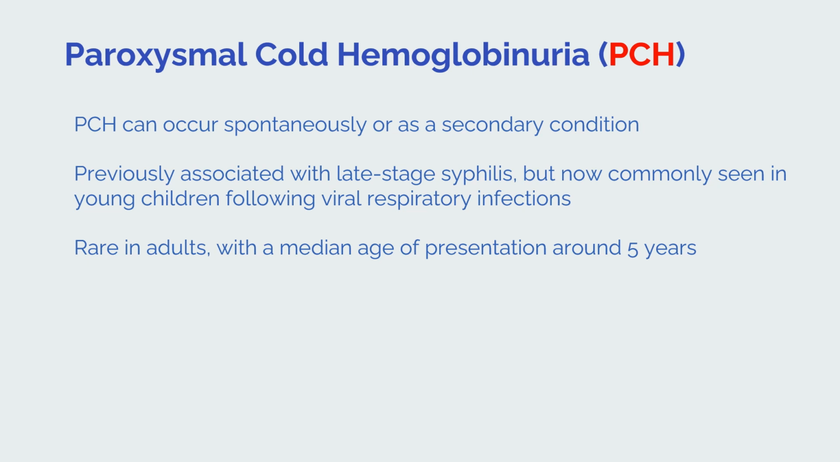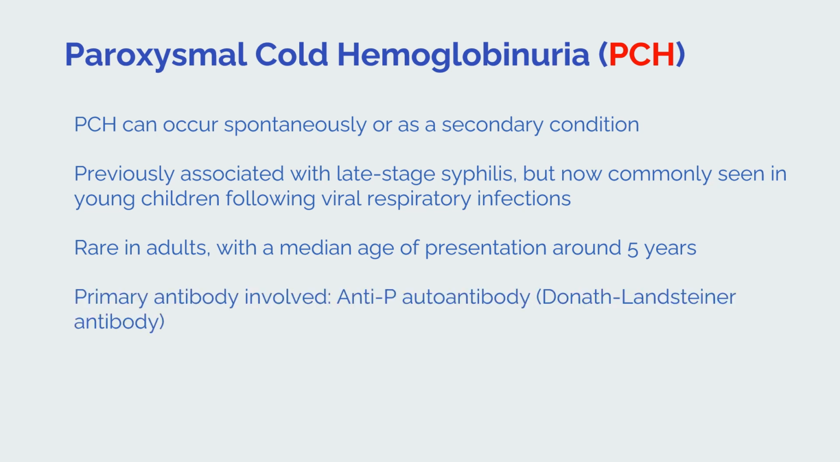In fact, it has been reported that PCH occurs in approximately 32% to 40% of children with autoimmune hemolytic anemia, with a median age of presentation around 5 years. Now, let's dive into the science behind PCH.